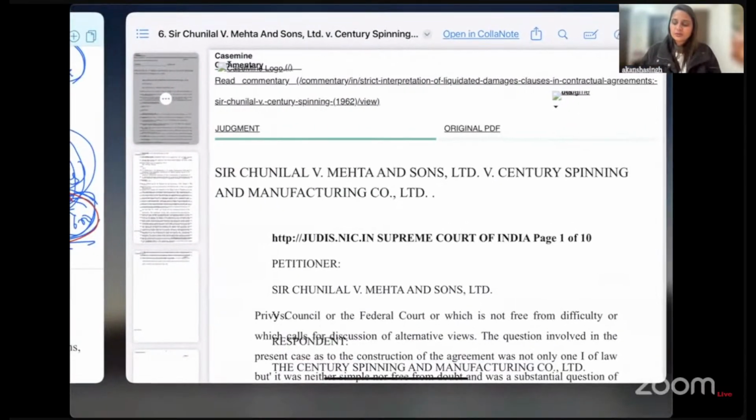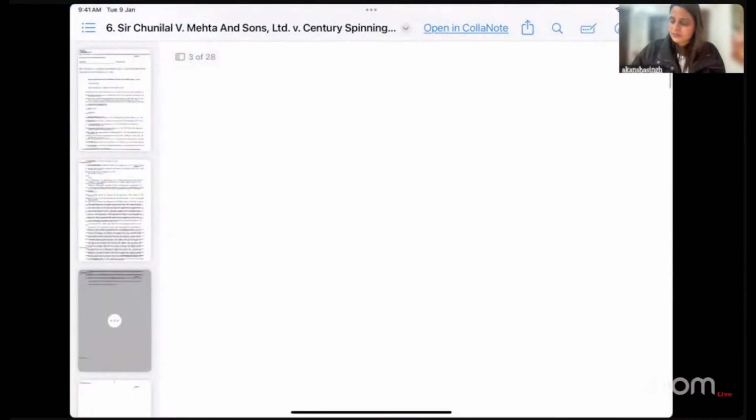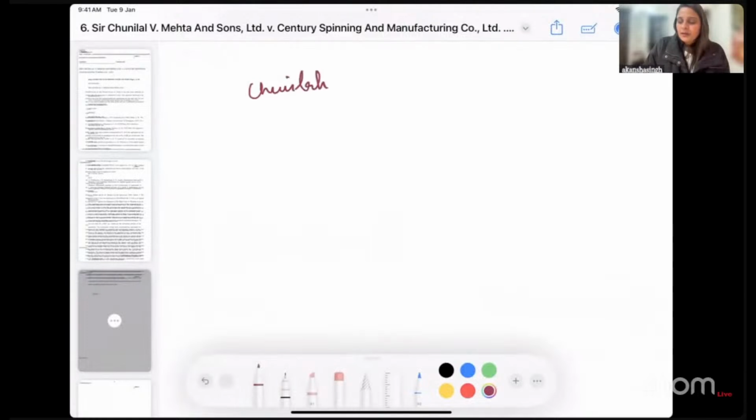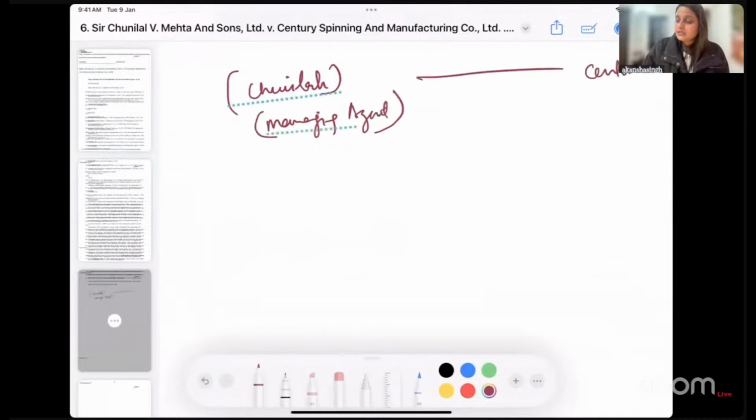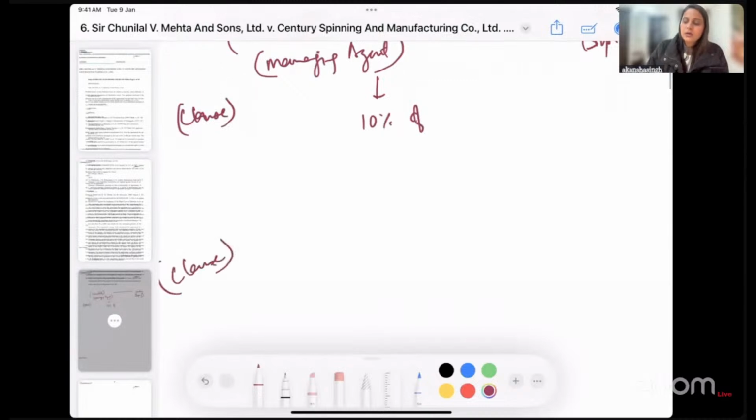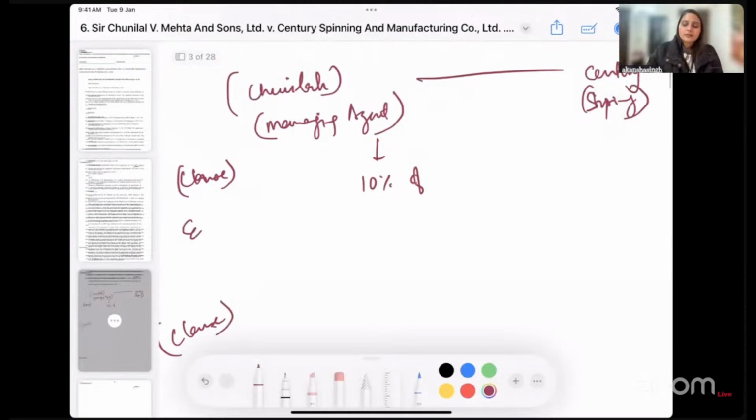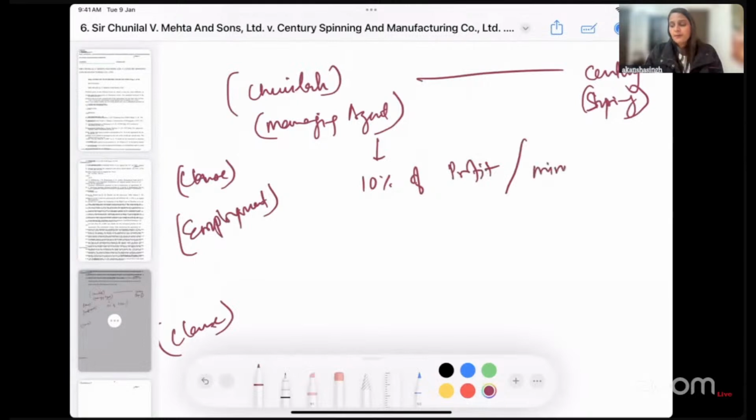Now what happened here is that Chunnilal was appointed as a managing agent for this particular company, Century Spinning. Century Spinning promised Chunnilal something very promising. They said that whatever profit we make, we will give you 10%. There were two clauses, so I am writing clause 1 and then clause 2. The first clause said that till you are in the employment of our company, we will give you 10% of our profit, or a minimum of 6,000 rupees.